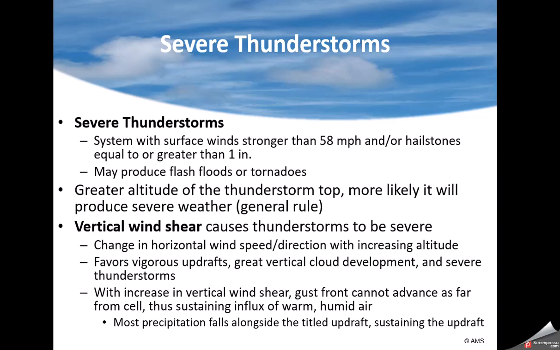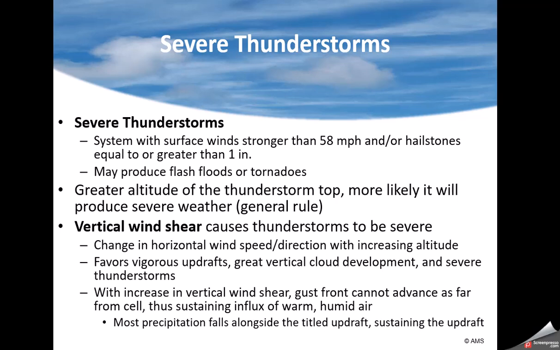One of the biggest things about thunderstorms is wind shear. Severe thunderstorms. You notice the definition of the Weather Service. It has 58 mile per hour winds and hailstones greater than 1 inch. There is nothing in there about lightning, how much lightning with a storm. And thunderstorms can also produce flash floods.